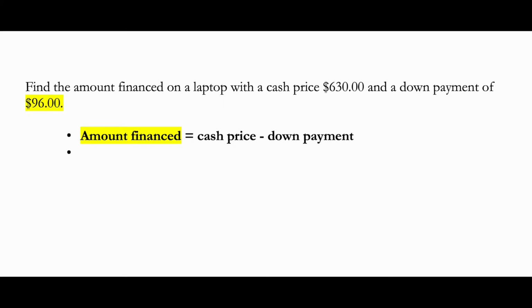In order to apply this formula, we're going to deduct cash price, which is $630, minus down payment, which is $96. So at the time of purchase, you paid a cash payment of $96, and the remaining amount is equal to $534. So this is the amount on which you decided to take the loan. So this is your amount financed.